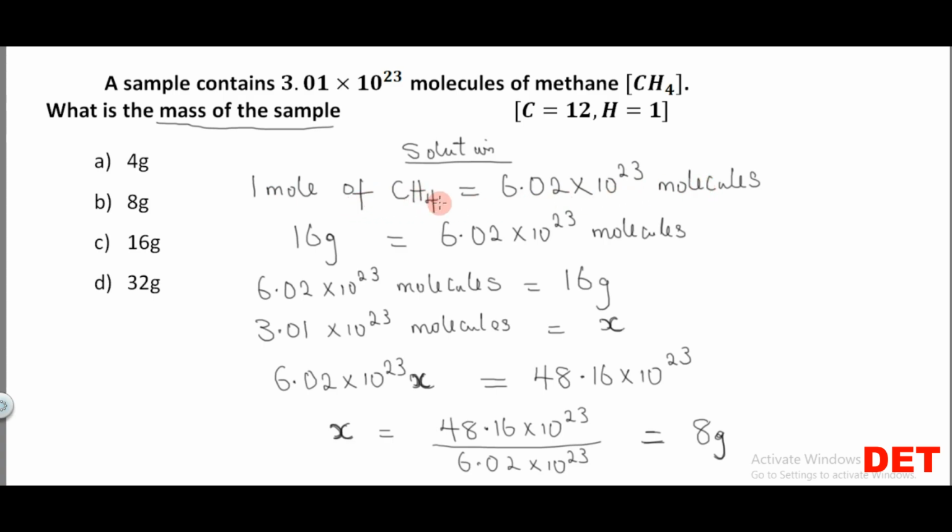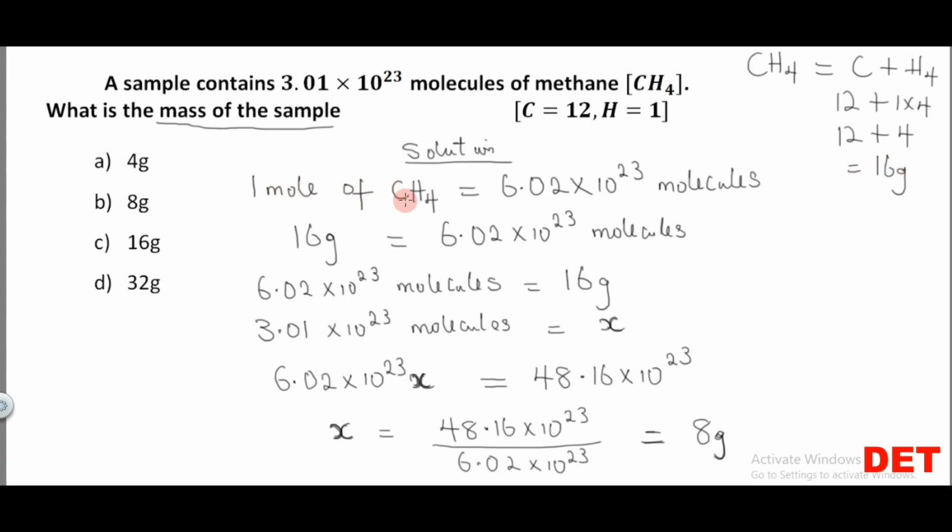Then what is the relative molecular mass of methane? This is methane, CH4. So the relative molecular mass of methane will be equal to C plus H4. The relative atomic mass of carbon is 12, so that is 12 plus the relative atomic mass of hydrogen, which is 1, times 4. So 12 plus 4 will give us 16 grams. So 1 mole of methane is equal to 16 grams.